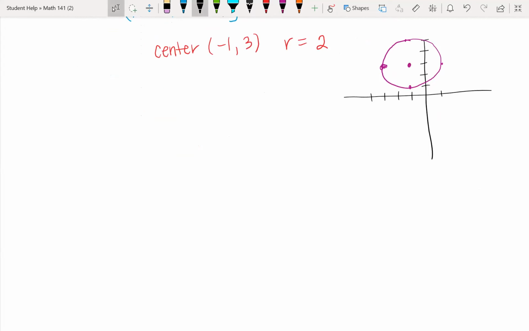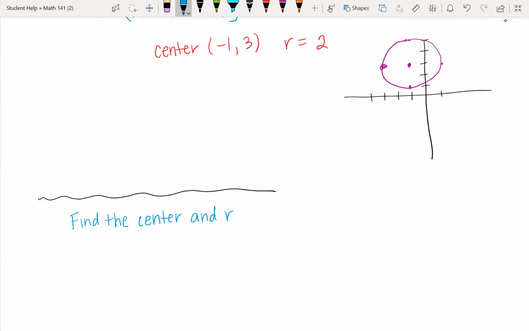Let's do another example like that. Let's find the center and radius of y squared minus 6y minus 1 equals 8x minus x squared plus 3. Now this has got the terms sort of all over the place.